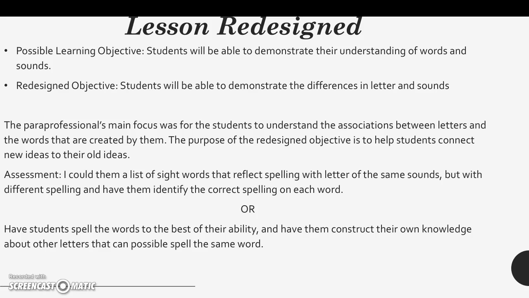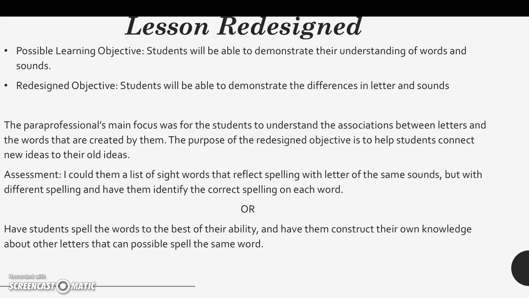For example, the word cat, have it spelled with a C and also have it spelled with a K, and have them identify which word is actually spelled correctly. Or we can have the students spell the words to the best of their ability and have them construct their own knowledge about what they already know of the letters that can possibly spell the same word.